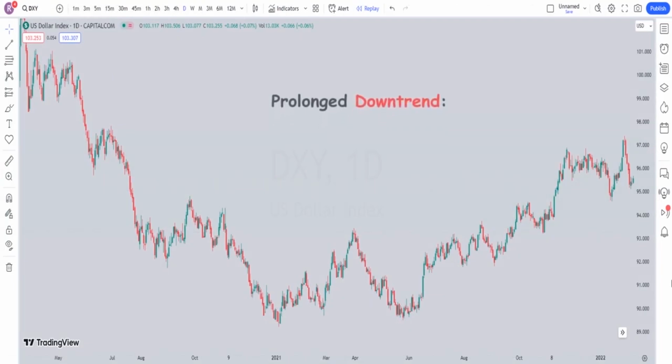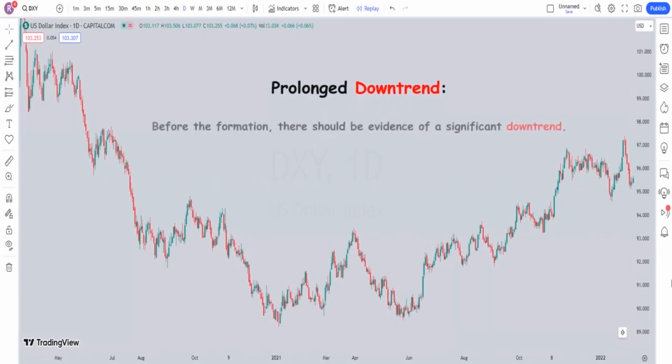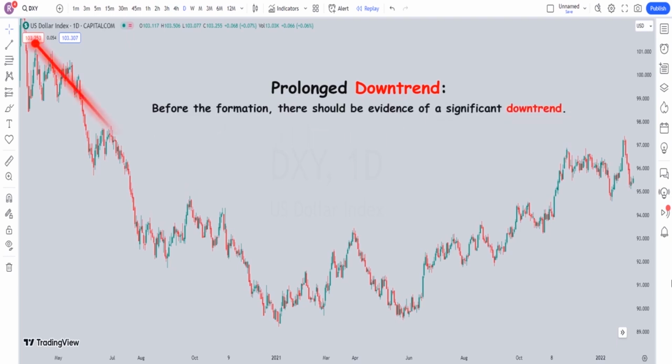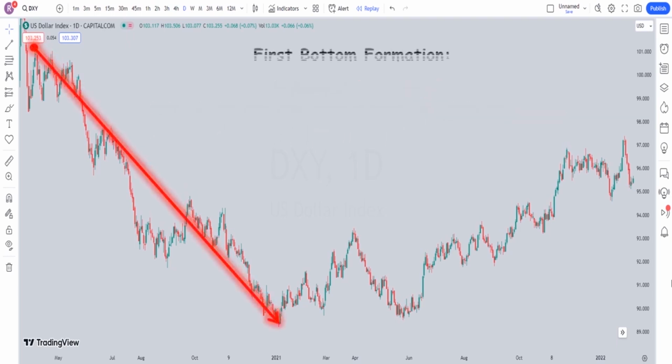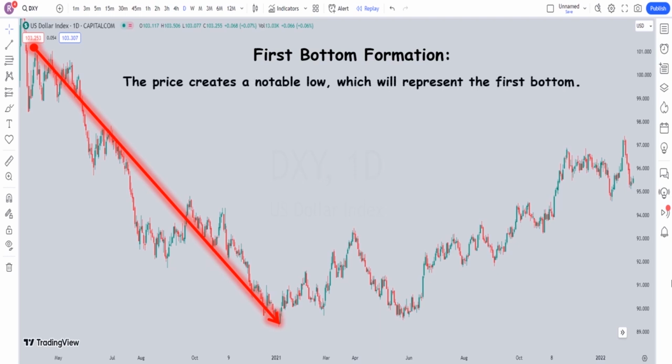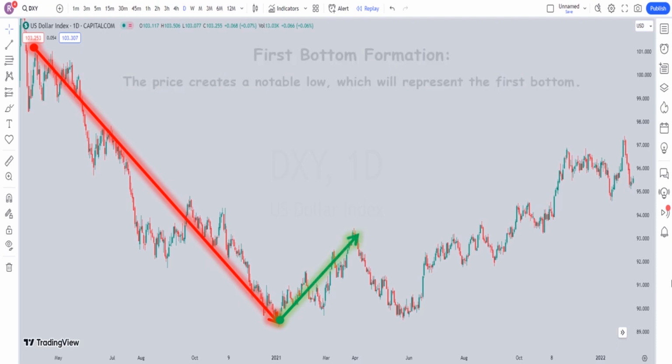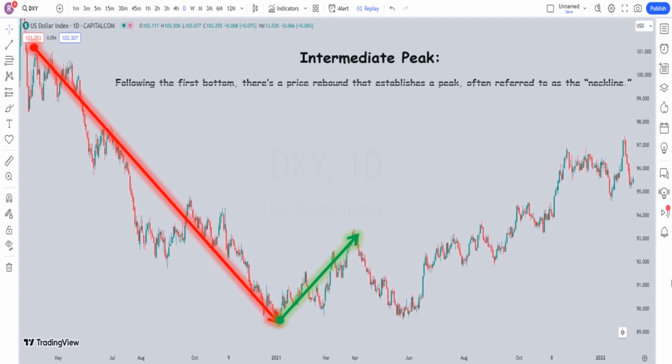1. Prolonged downtrend. Before the formation, there should be evidence of a significant downtrend. 2. First bottom formation. The price creates a notable low, which will represent the first bottom. 3. Intermediate peak. Following the first bottom, there's a price rebound that establishes a peak, often referred to as the neckline.